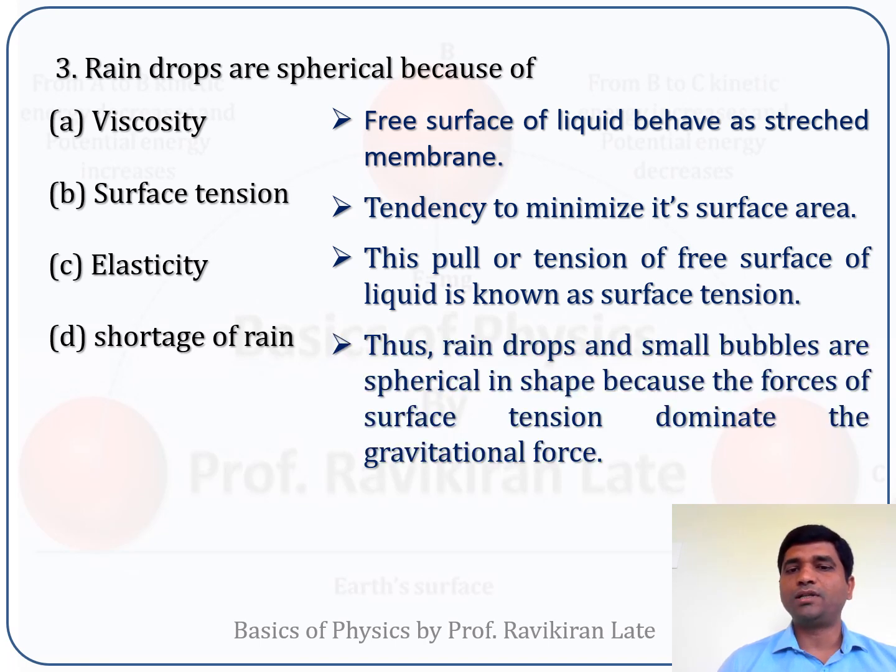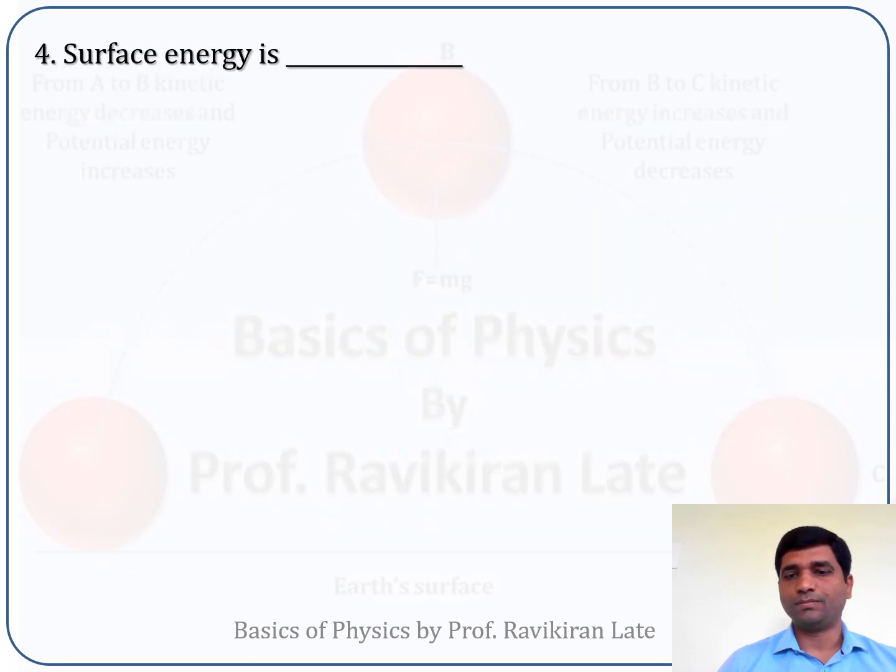So due to that, these raindrops or small bubbles are in the shape of a sphere, or they are in spherical shape, because the force of surface tension dominates the force of gravitation. So the correct answer for this question is option B, surface tension.